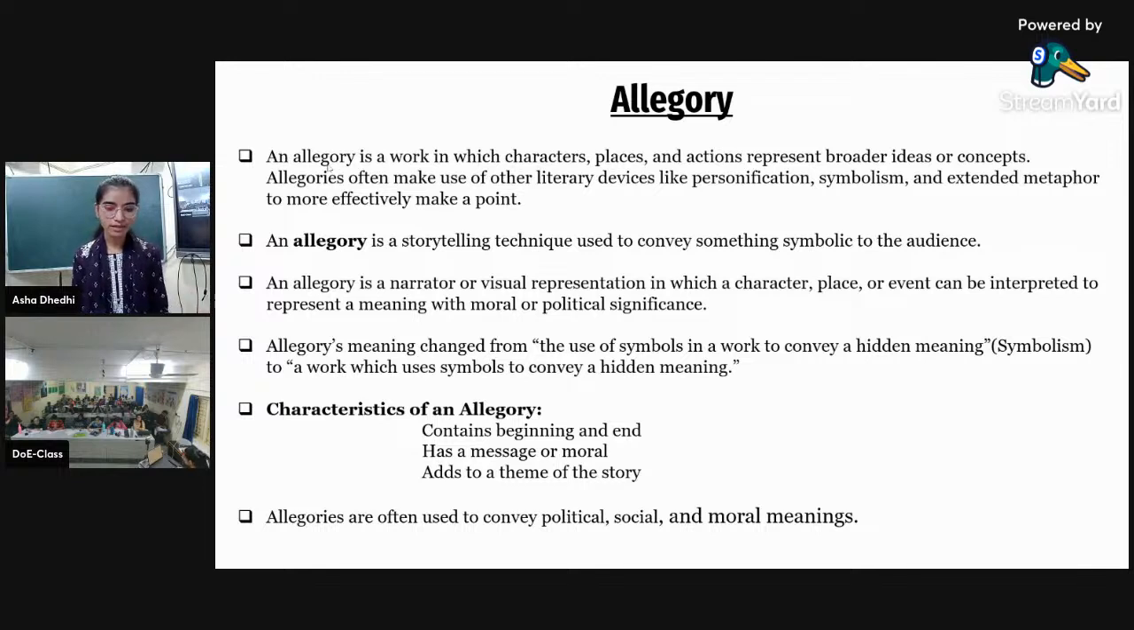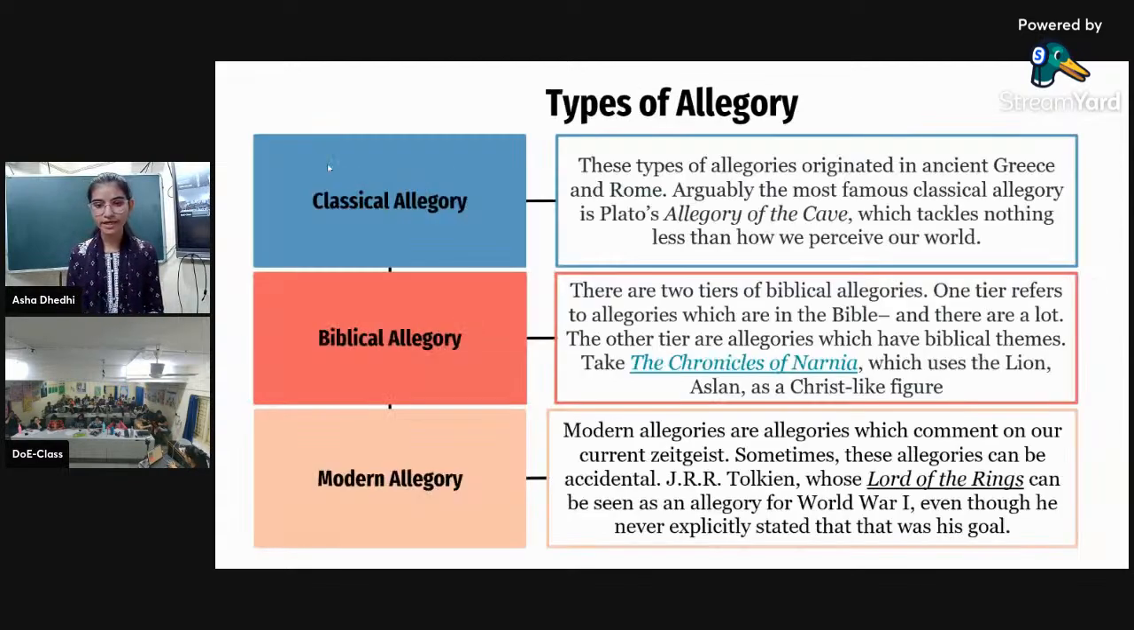Then another thing is that it adds a theme to the story, right? Allegory is also adding a kind of theme. Like it can be a political event, historical event, religious event. So that becomes the theme of that particular allegory. Now, allegories are often used to convey political, social, and moral meanings that we have already discussed.